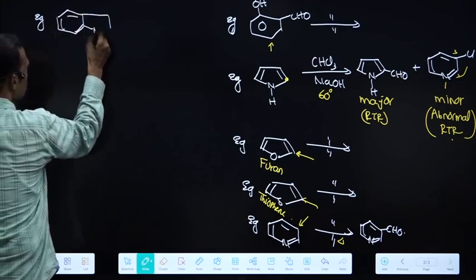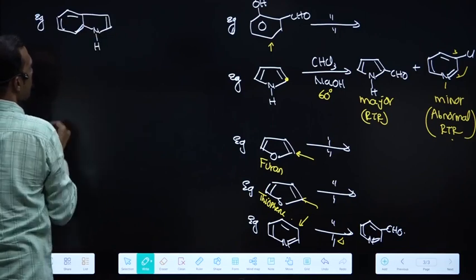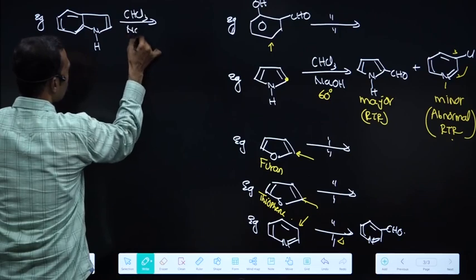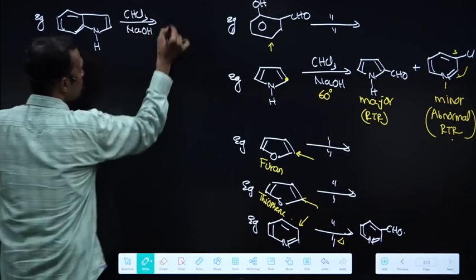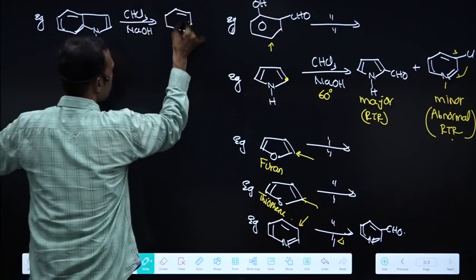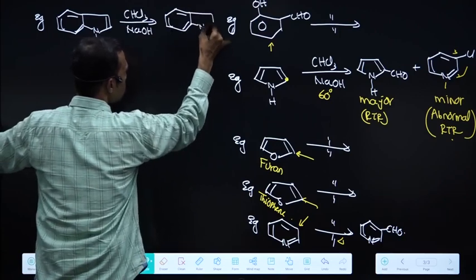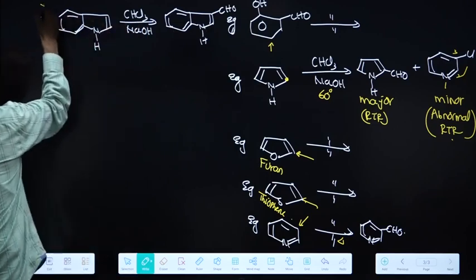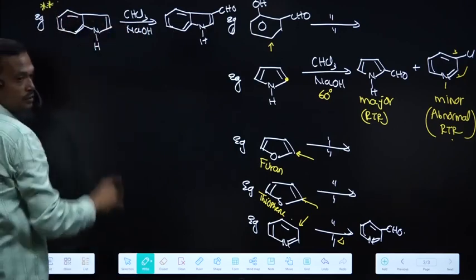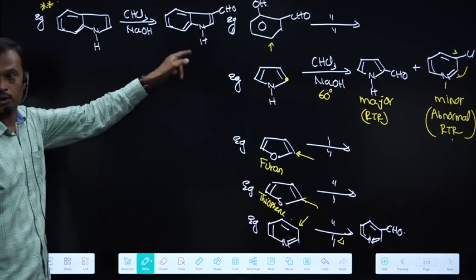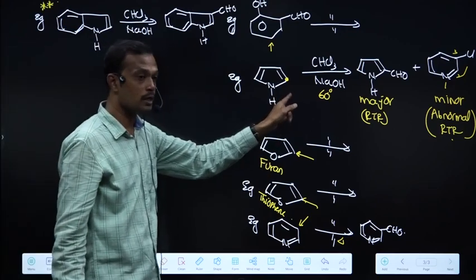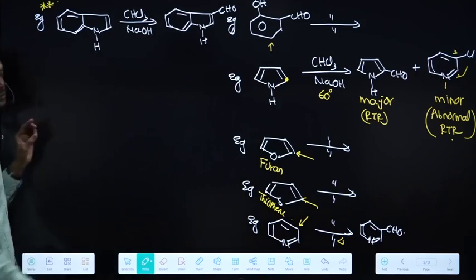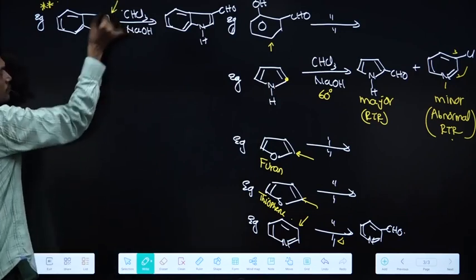So what is the name of this molecule? Indole. Indole involved in Reimer-Tiemann reaction, where will you make formylation? Be careful. Formylation will take place at the third position. Be careful, this is very, very important for both RTR and the Vilsmeier-Haack reaction. They ask this regularly. Why? Because normally in a 5-member ring it is the second position. But if the 5-member ring is fused to benzene, then the place is third.